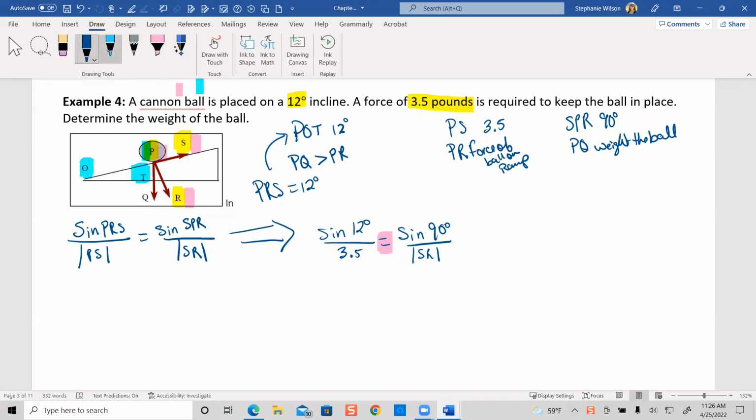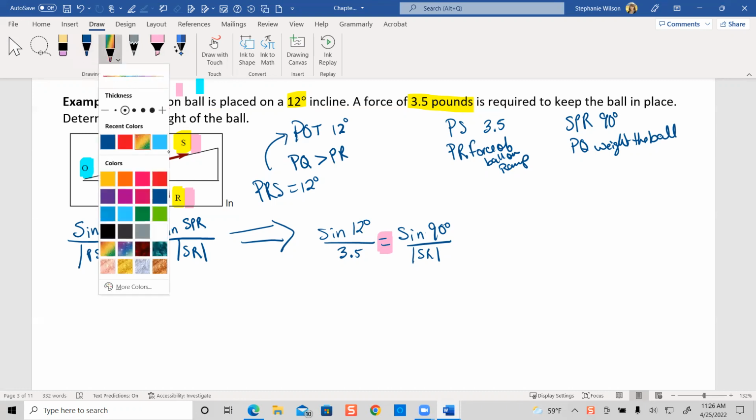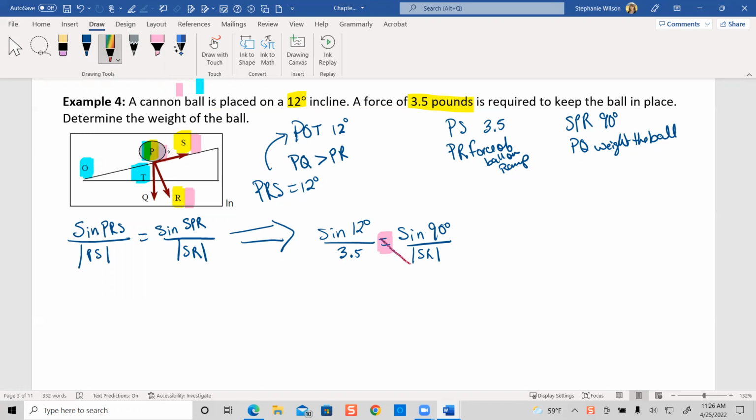Knowing that, let's cross multiply. Let's take what's in the denominator and bring it up here. When I do that, I get the absolute value of SR times the sine of 12 degrees is equal to 3.5 sine of 90 degrees. Now I need SR, so I can divide sine 12 degrees to both sides.